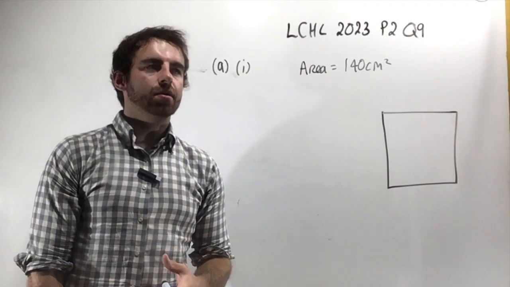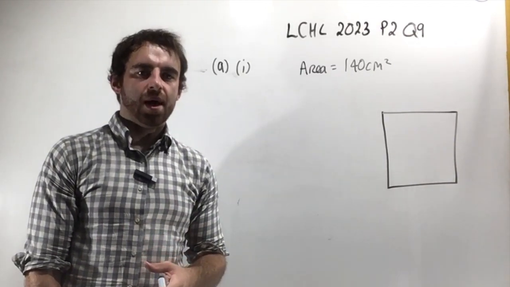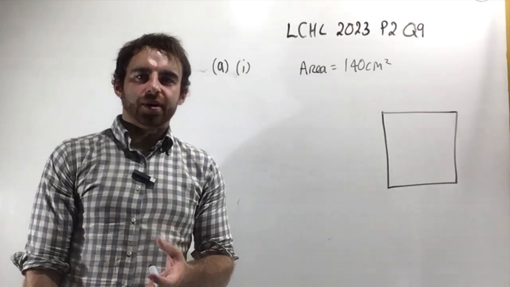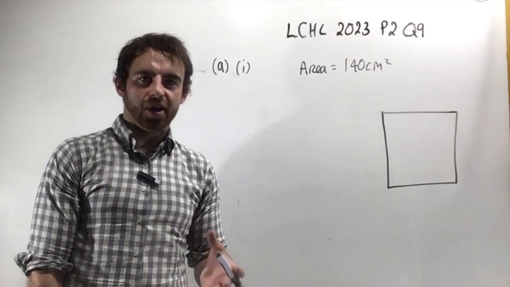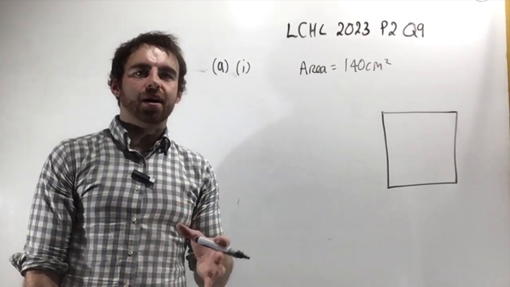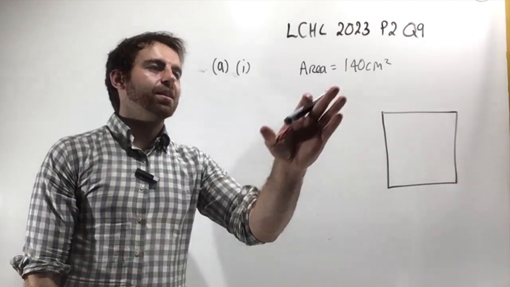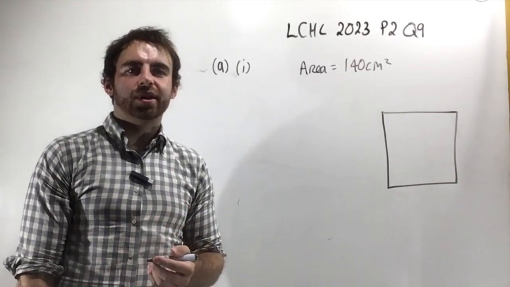In this tutorial, we're looking at 2023 Paper 2, Question 9, and it's mostly about area and volume. In the first part of this question, we're told that Ava is exploring different shapes of tiles. And in A part I, we're told that one of the tiles is a square shape, and that has an area of 140 centimeters squared. We're asked to work out the length of one of the sides.